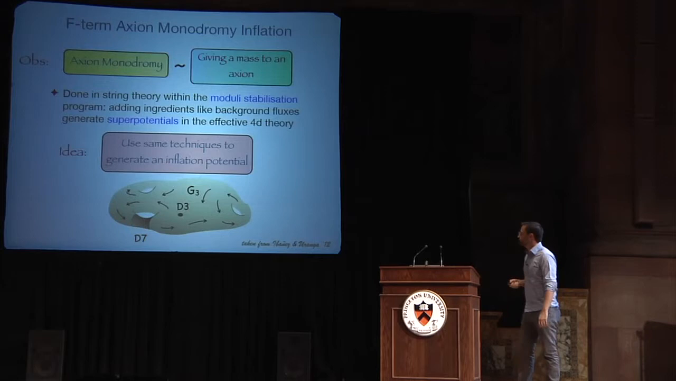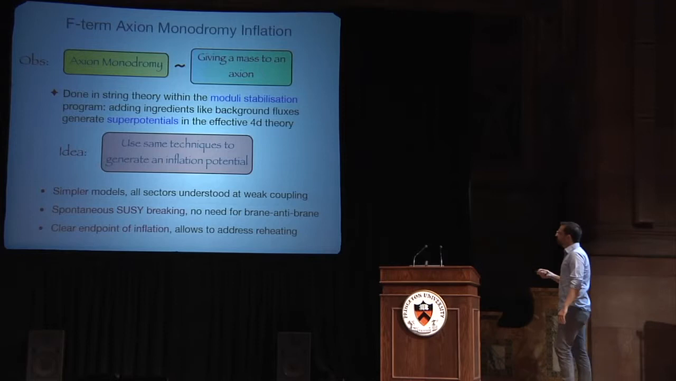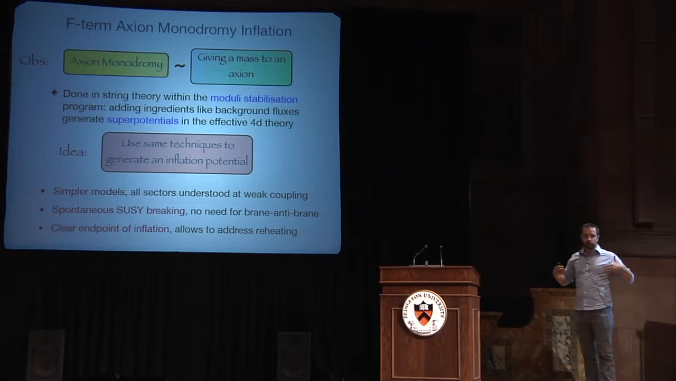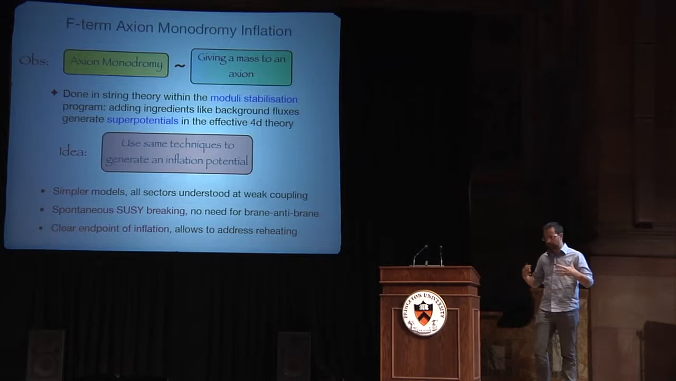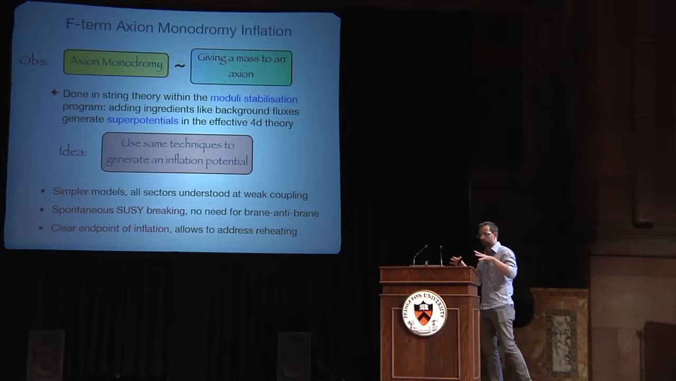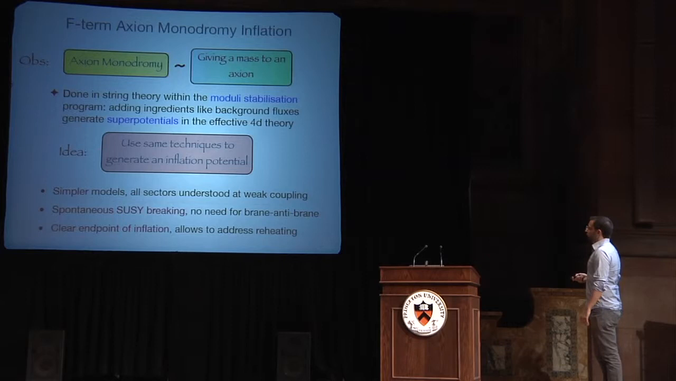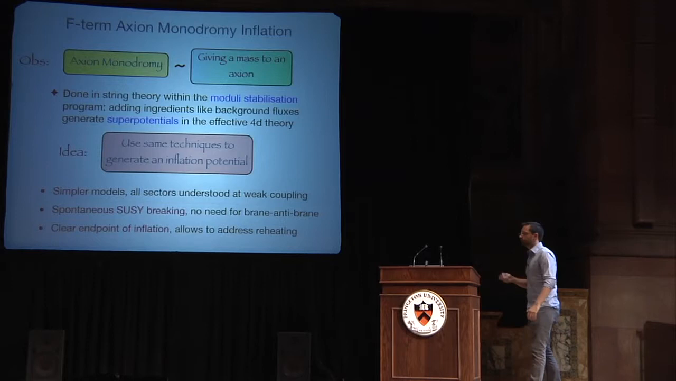So the basic aim behind this proposal was to get simple models, because this process of moduli stabilization is well understood. It was over 10 years creating more and more results along this line. And then also to create models where SUSY is spontaneously broken, and so you have a clear endpoint of inflation, which gives us, well, more control over what's going on during this inflationary epoch and afterwards. But in the process of getting this, we got much more, which is what I'm going to mention in the following.